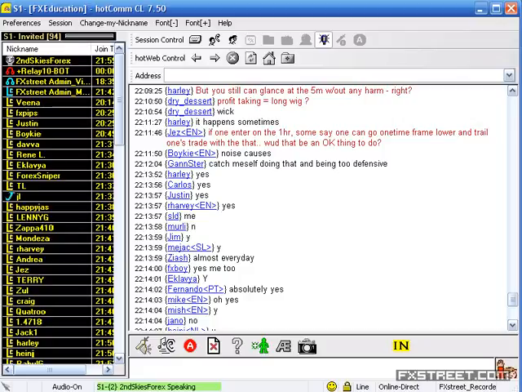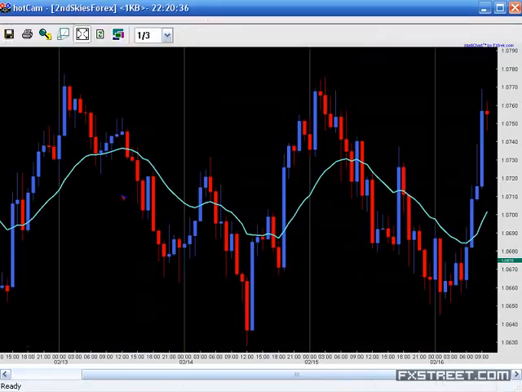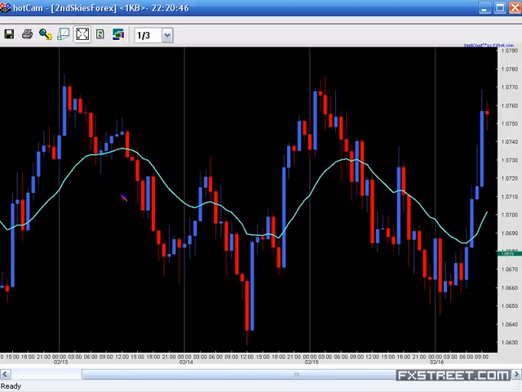PLIU says, so we should make entry and exit decisions based on the same time frame and not on a lower time frame as some people teach. I generally recommend that because, again, you start zooming into a lower time frame, maybe you see a bounce on a 1 hour time frame, and your natural tendency is to think, oh, that is a reversal signal. Well, maybe it is on the 5-minute time frame, but bounces on 5-minute time frames don't necessarily eclipse several hours of selling. They can, but they have to be really extreme.